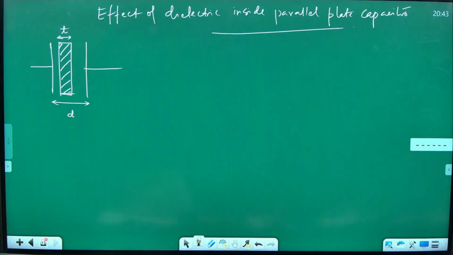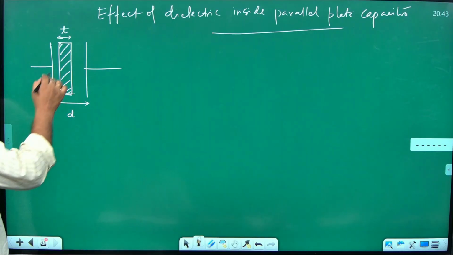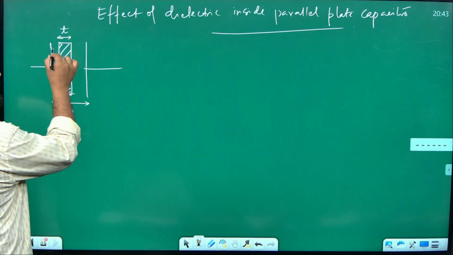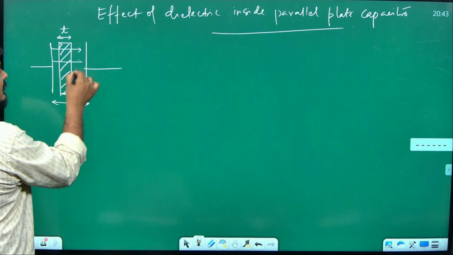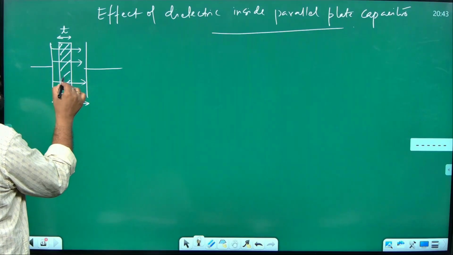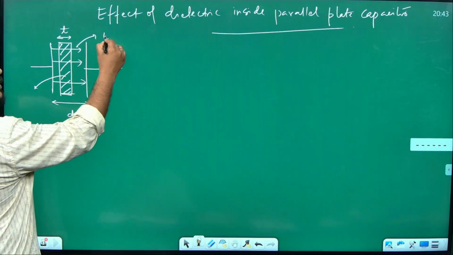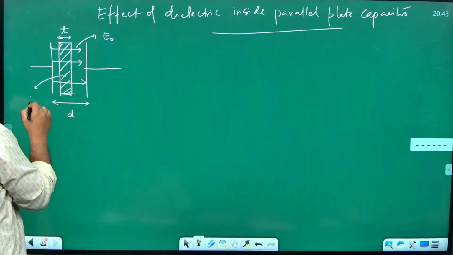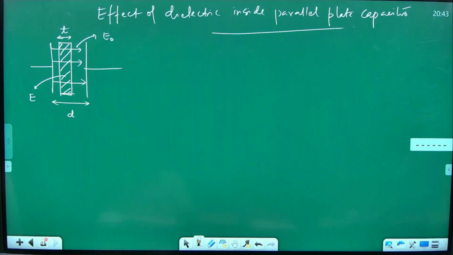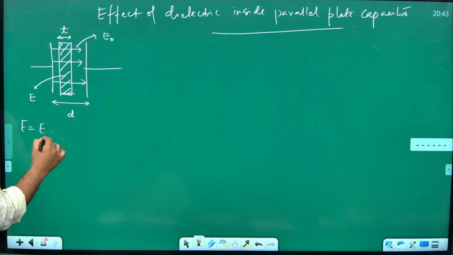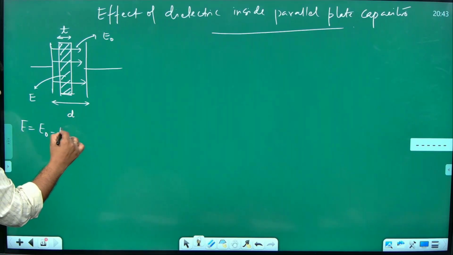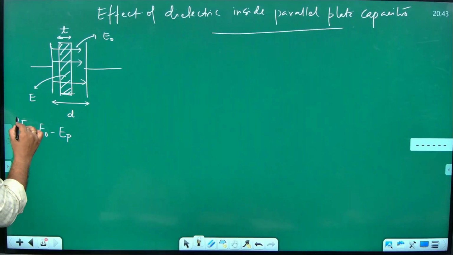Just now I have taught you the behavior of an insulator inside an electric field. What I have told you is, if the external electric field is E, then inside the dielectric we will have some other electric field. So I am taking the electric field applied as E naught. The electric field inside the dielectric will be E, lesser than E naught, because E will become equal to E applied, that is E naught, minus E polarized. I hope you remember this.